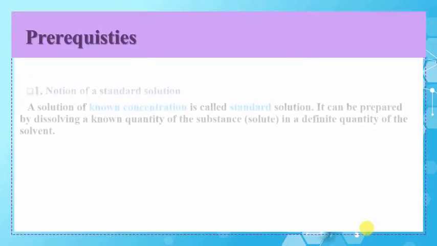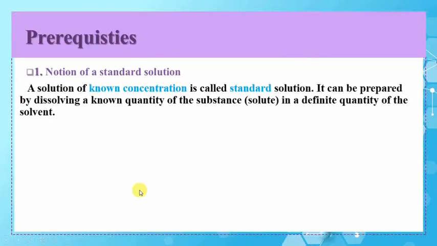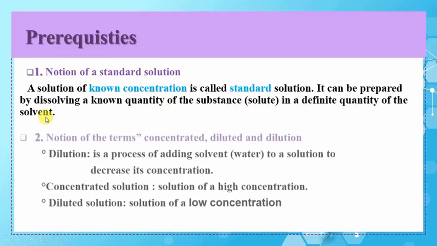First of all, let's make a quick revision about some notions. Notion number one is about the standard solution. A solution of a known concentration is called a standard solution. It can be prepared by dissolving a known quantity of the substance, the solute, in a definite quantity of the solvent.